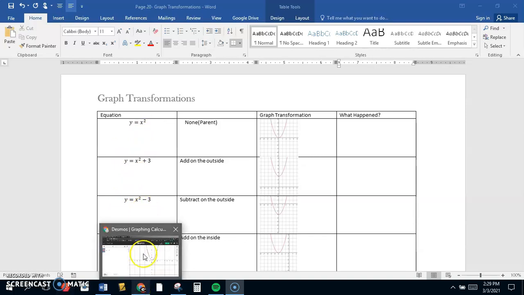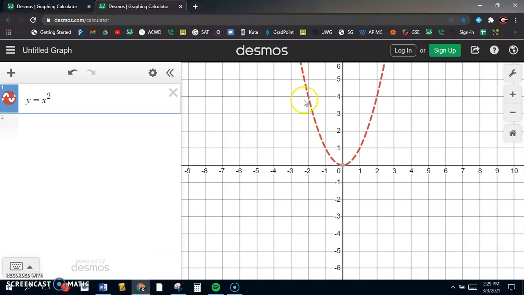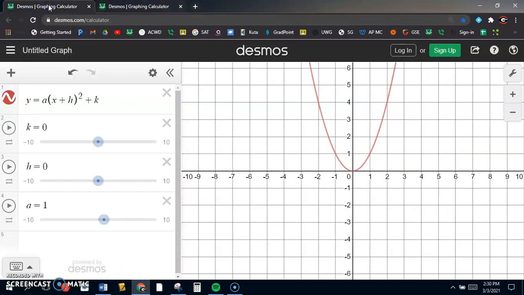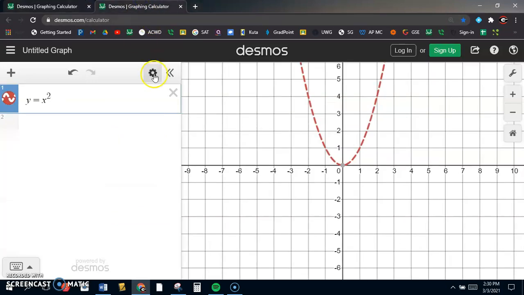So I've looked at Desmos, and I have y equals x squared graphed here. And what I'd like to explore is what happens when you do certain things to it. And that's what the notes are for here. So what I've prepared is a little slider here on Desmos to show you the effect of doing certain things to y equals x squared.